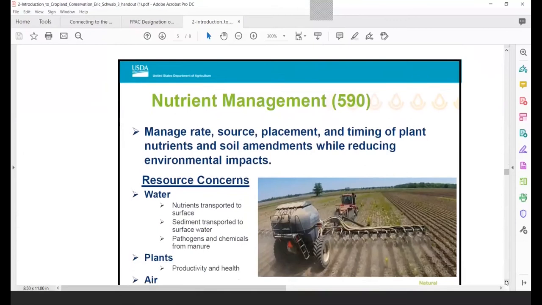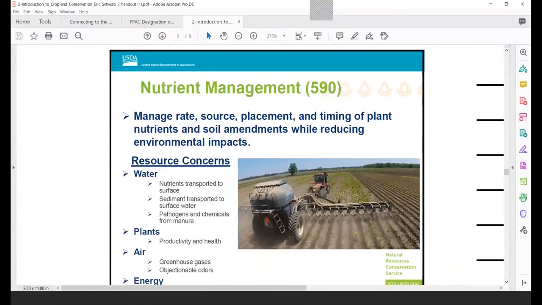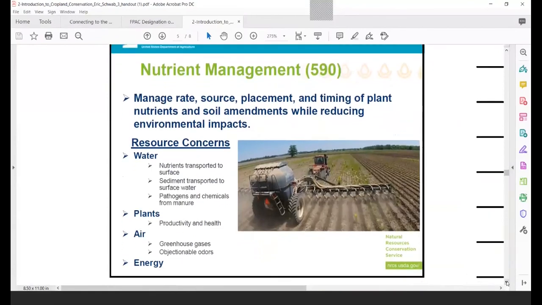The next practice I'm going to talk about is nutrient management, 590. This is managing the rate, source, placement and timing of the plant nutrients and soil amendments while reducing the environmental impact. The nutrient management standard is based on what they call the 4 R's of nutrient management, which is a method promoted by the nutrient industry. It's called the right rate, the right source, the right placement, and the right timing of nutrients.